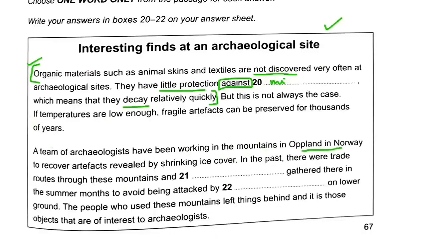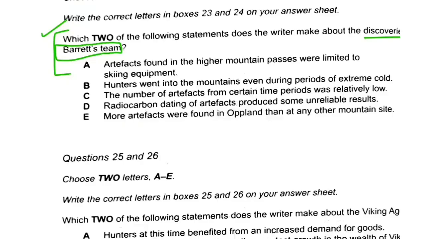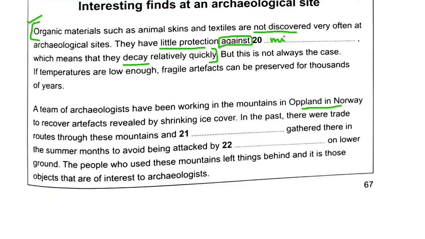And here we have already solved the first question. Looking at the MCQ, did they speak anything about barrel stream? We have not seen anything about barrel stream. We will be looking at the next question in case of MCQs because we have already solved the first question. But that is not always the case. If temperatures are low enough, fragile artifacts can be preserved for thousands of years. So this also we have read in the paragraph.